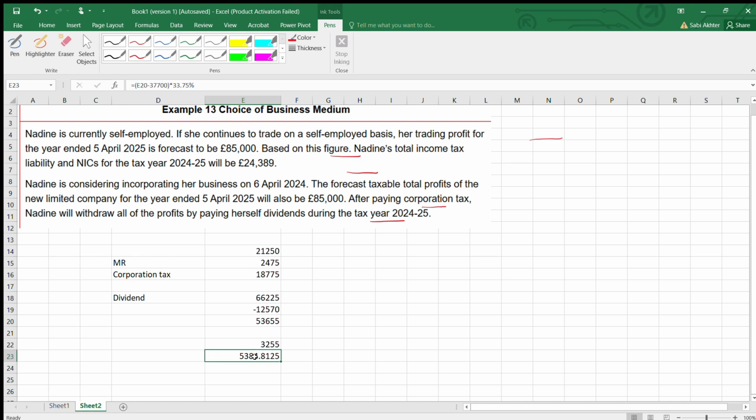See, it's very easy to just use 20, 40, 45%. Always make sure which type of income you are calculating the tax on. Is it non-savings, savings, or dividend? Because if it's dividend, the rates are different. It's very easy for you to make a mistake in this area. That's why I'm warning you.